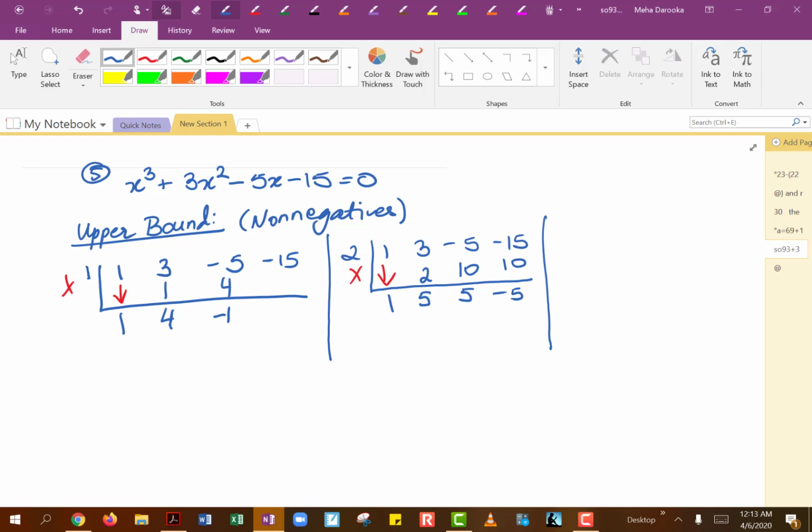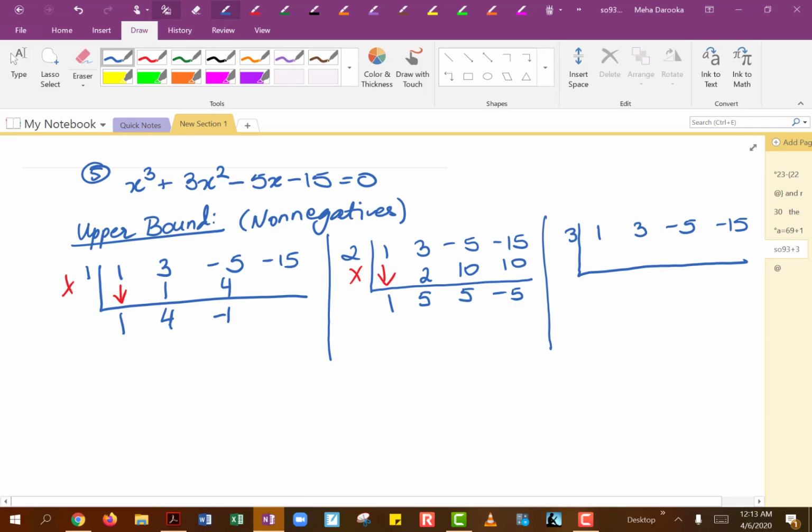So the next number I'm going to try is now +3. And remember, we just keep going in sequence. So you start dividing by 1, 2, 3, 4, 5, and you keep going till you get all non-negatives in your bottom row. So again, our polynomial is 1, 3, -5, -15.